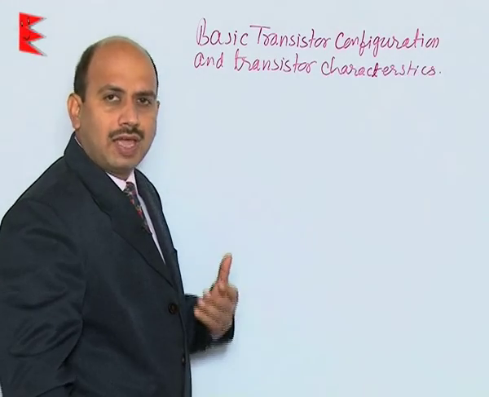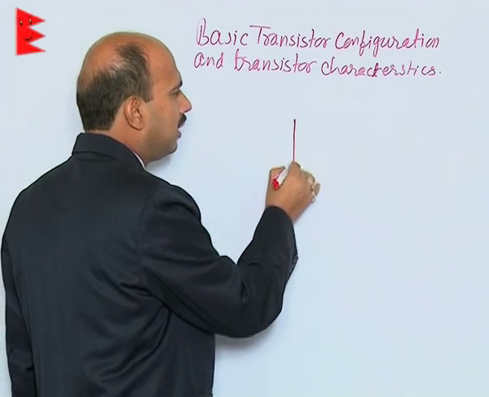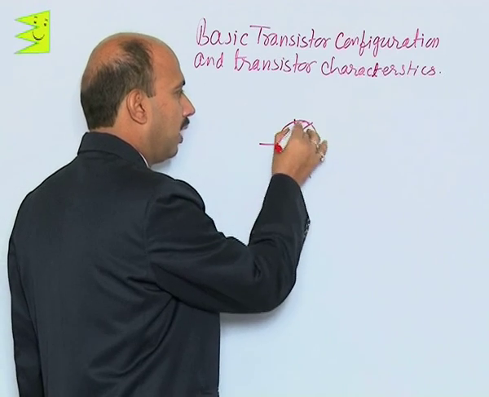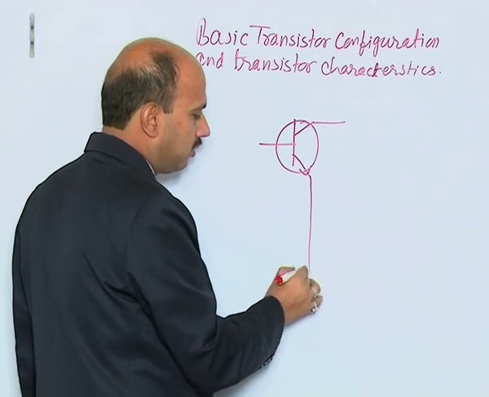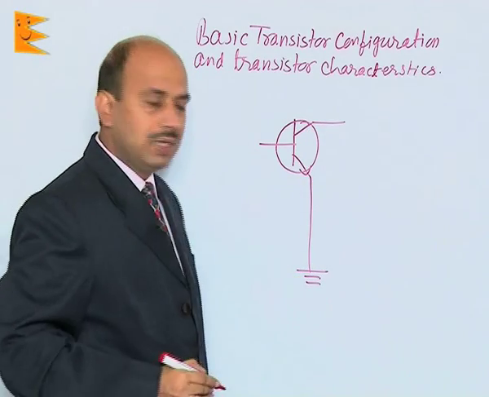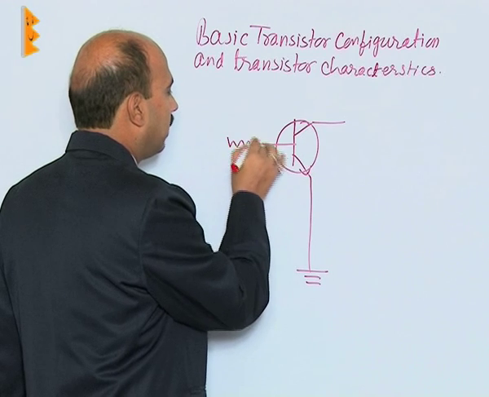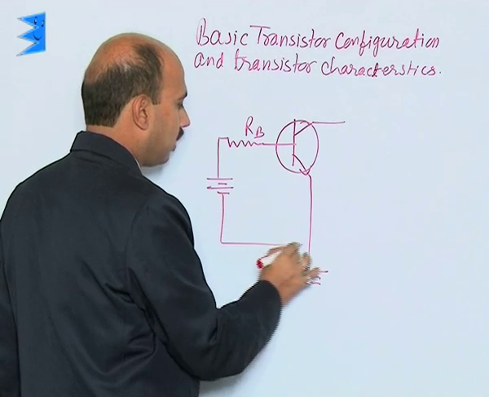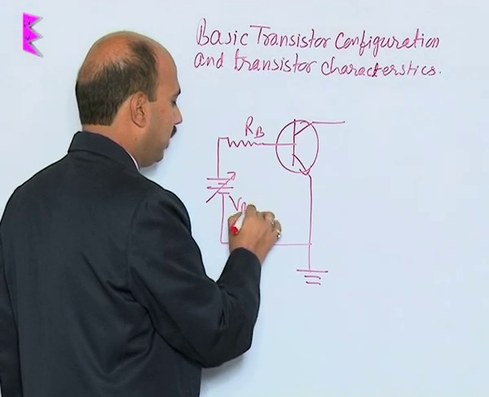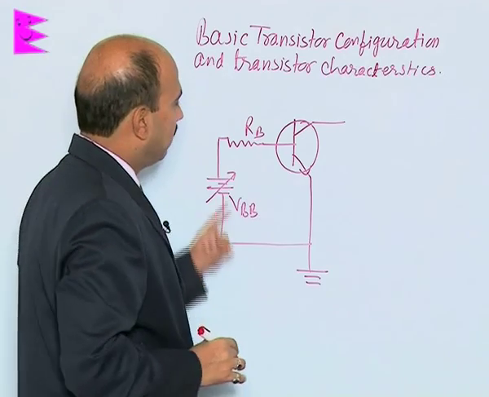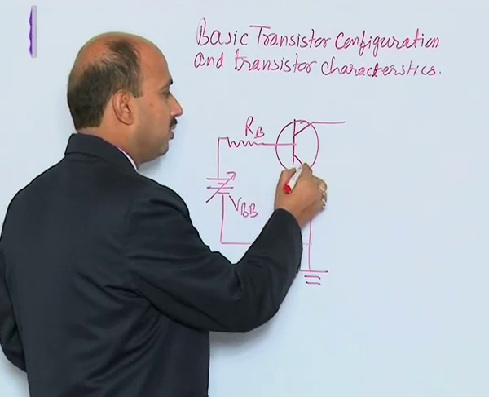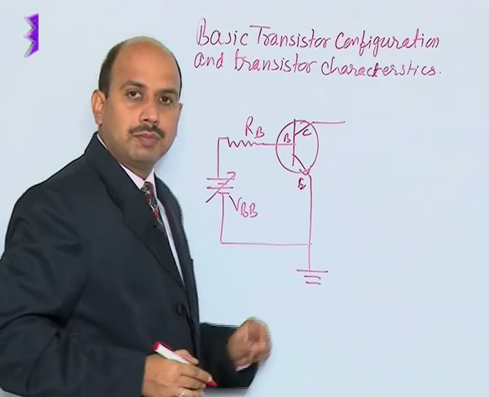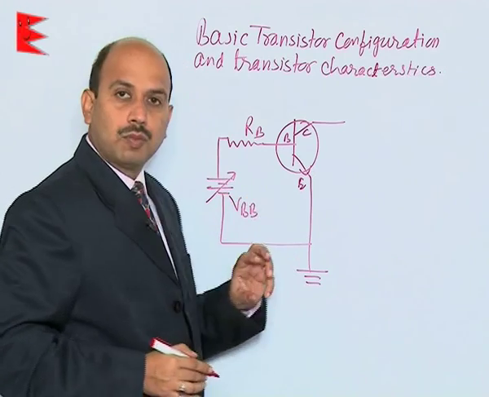Suppose I have taken first an NPN transistor. NPN transistor is like this. Here this is the emitter, and this is grounded on both sides, so it is common. Now there is a resistance RB, and here a battery is connected, called VBB. Input side is in forward bias, because this is the emitter, this is the base and this is the collector. So the base is connected to the positive terminal of the battery, so the input region is in forward bias.